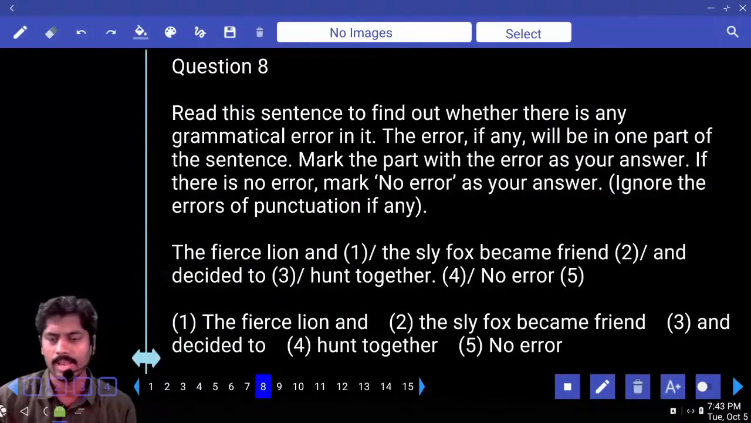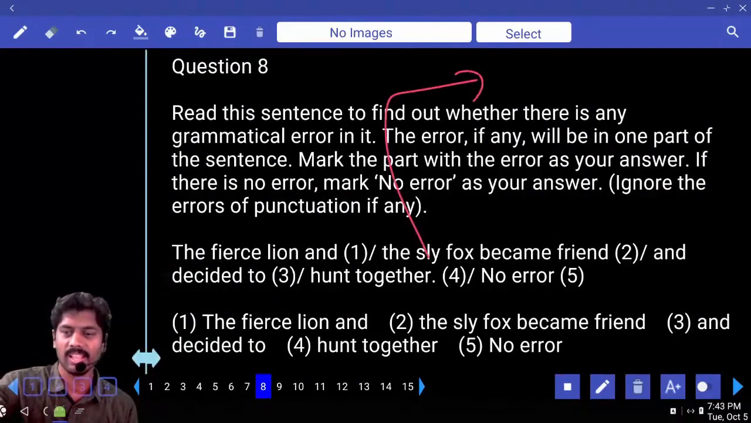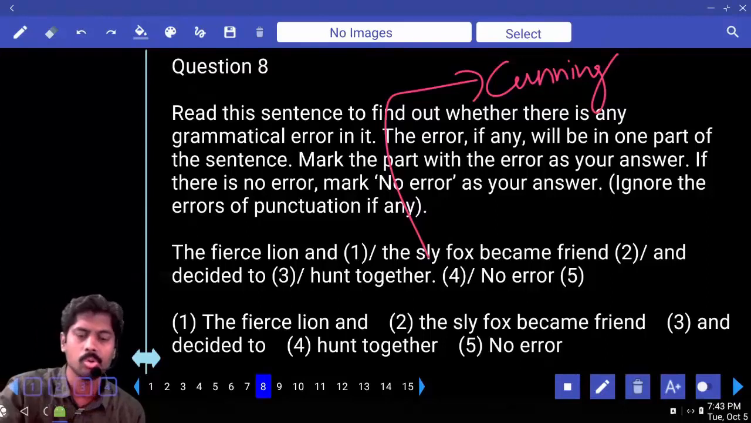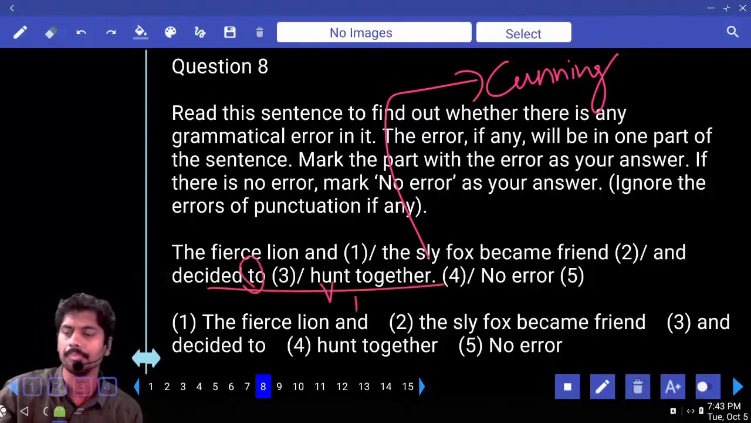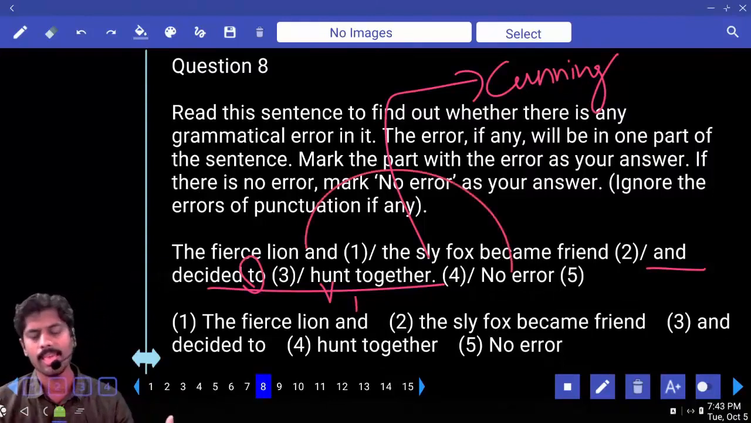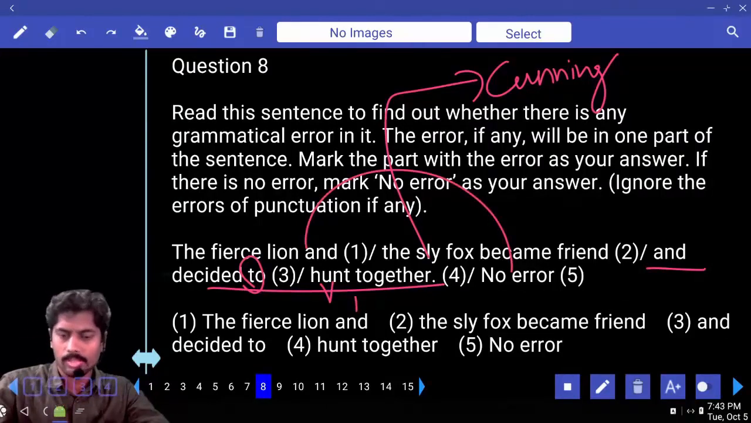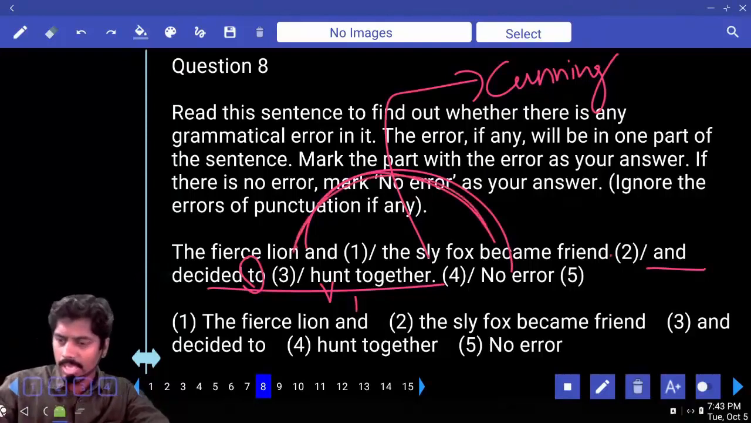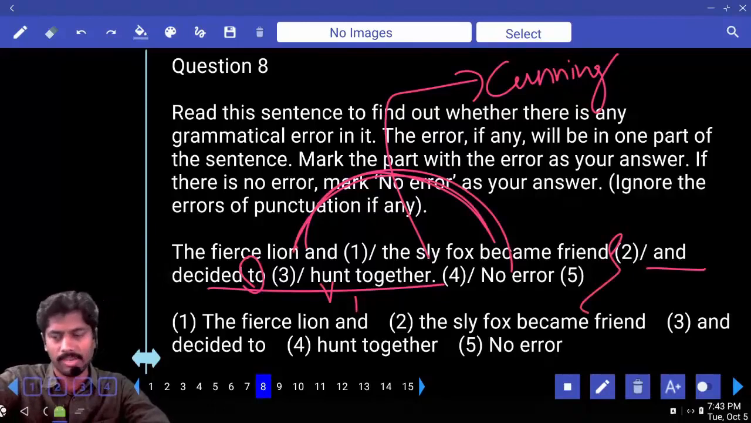The fierce lion and sly. Sly means cunning. Cunning fox. The fierce lion and the cunning fox became friend. Friend of whom? Became friend and decided to hunt together. After 2, V1, okay. Decided to hunt together, okay. So answer is either 1 or 2. Fierce lion and the sly fox, 2 are there. 2 animals are mentioned, lion and fox. They became friends. Not a single friend, they became friends.